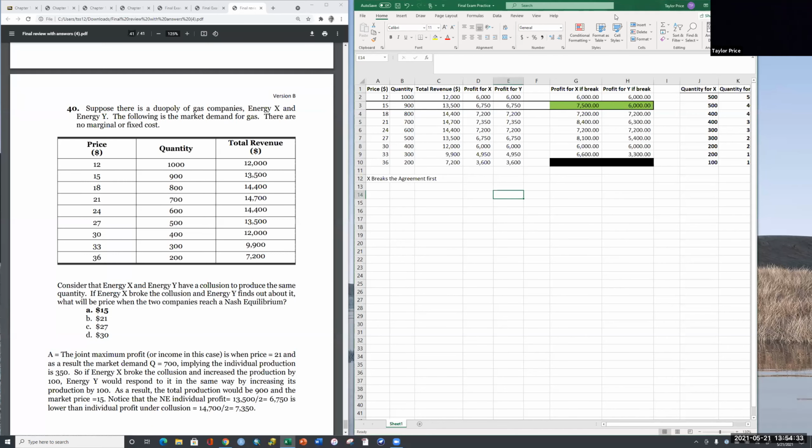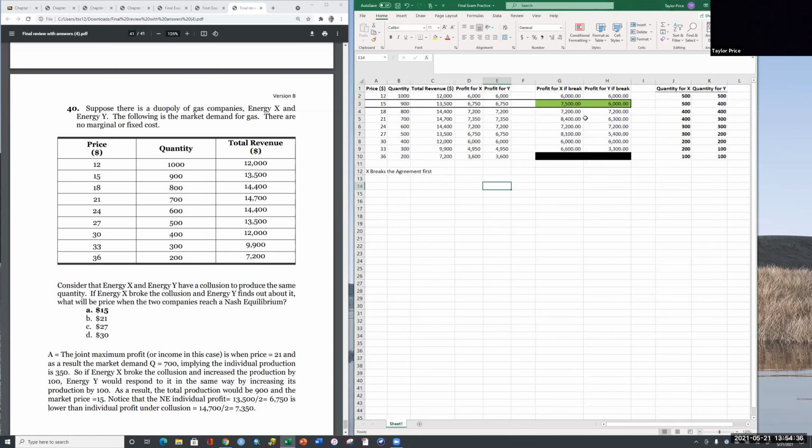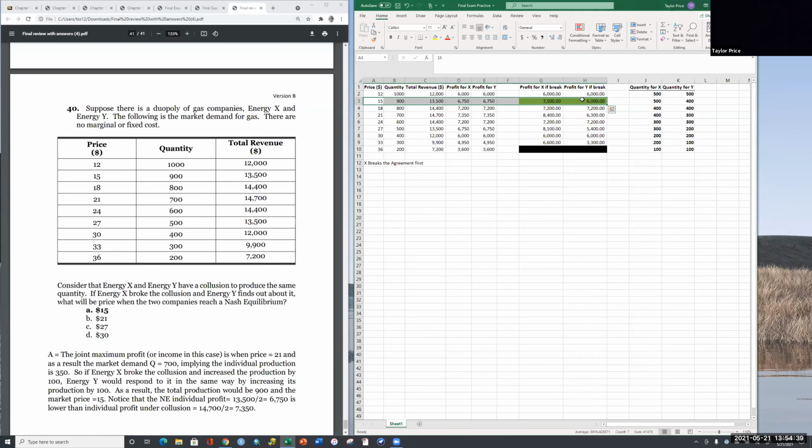So for this question, basically what you want to do is find the point where, if either firm cheats on the agreement, they're actually going to make less profit. You do that by, and I'll just do it for between 36 and 33 to quickly recap, at 36 they're splitting the profit, but then firm X is going to cheat. So they are basically going to capture the entire additional quantity, moving from 36 to 33.